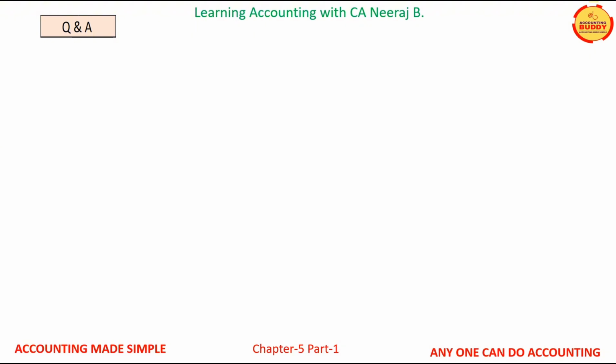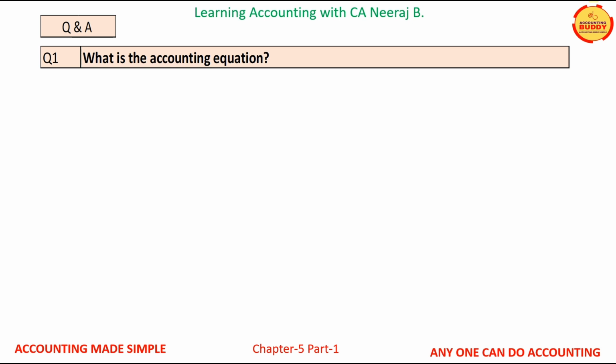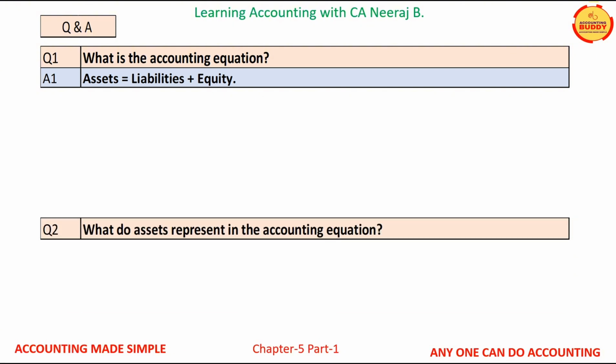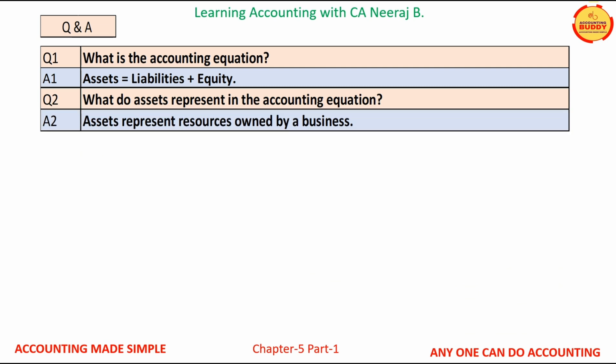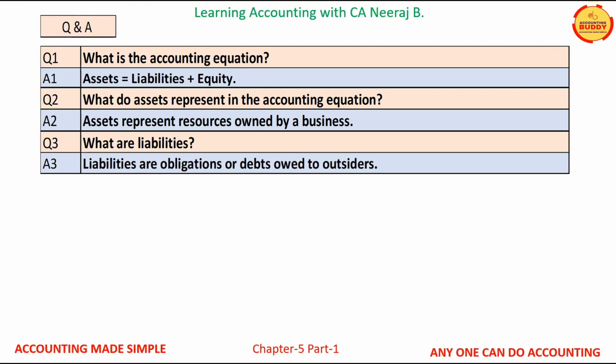Let us now answer a few questions related to the topics which we have discussed just now. Question number 1. What is the accounting equation? The answer is assets are always equal to liabilities plus equity. Question number 2. What do assets represent in the accounting equation? Answer is assets represent resources owned by the business. Question number 3. What are liabilities? Answer is liabilities are obligations or debts owed to outsiders.